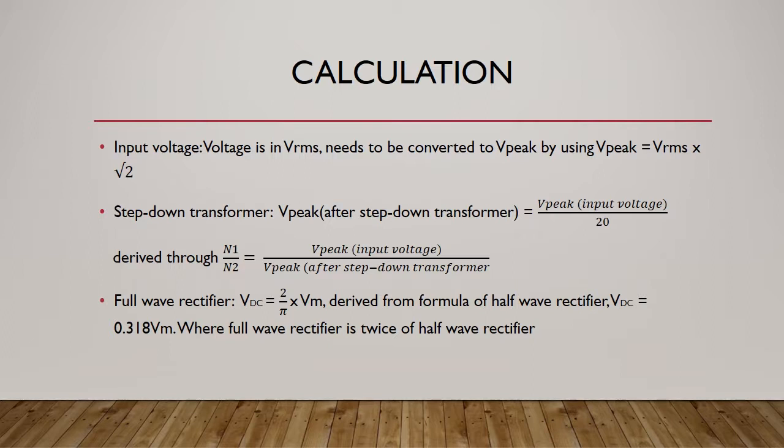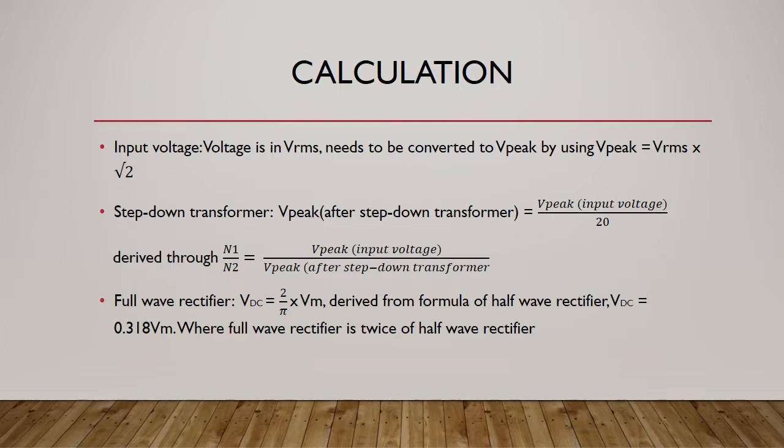For the Vpeak after the step-down transformer, we use the Vpeak from the previous calculation, which is the Vpeak of the input voltage divided by 20, where we derive it from N1 over N2 equals Vpeak of the input voltage over Vpeak after the step-down transformer. N1 and N2 are the numbers of turns, the primary coil for N1 and the secondary coil for N2.